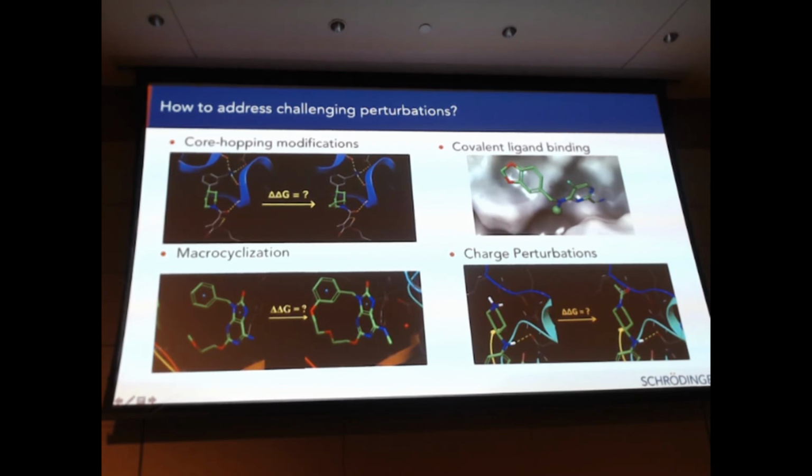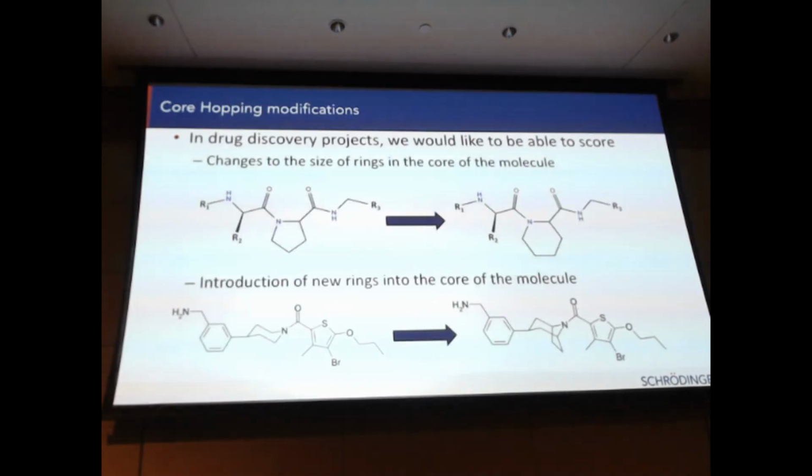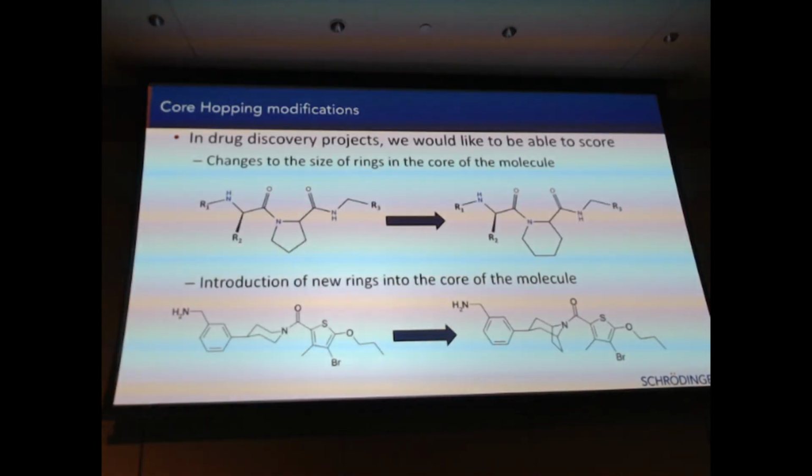Over the past few years, we have been working on novel methods to address those challenges, and the talk is going to focus on the methods to deal with those very challenging perturbations. Okay. So first, about core hopping. I mentioned earlier, sometimes the chemists would like to consider perturbations that change the size of the ring or introduce additional rings, the so-called scaffold hopping or core hopping modification.